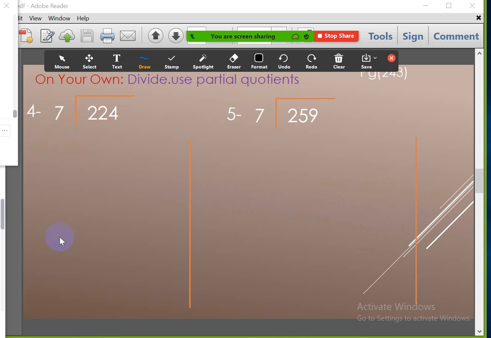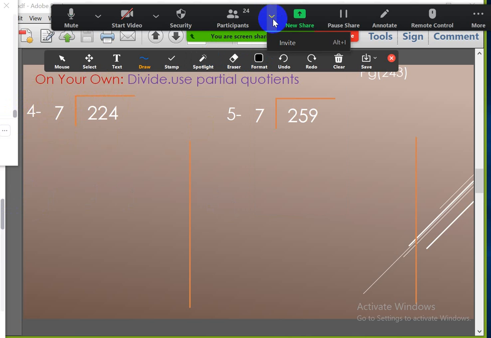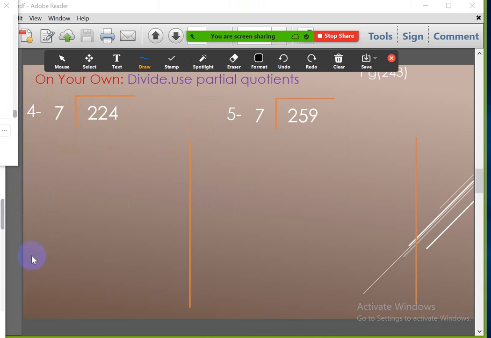So let's see who will help me. I want you to raise your hands, please. Now I will take the divisor as I said and multiply it with a number. Now let's choose Yislana. Open your mic, dear. Now I want to use partial quotients. That means I have to take the divisor as I said yesterday, and you have to multiply the divisor with a number. Which number will you choose, Lana?